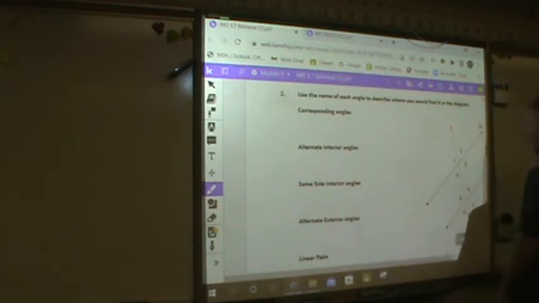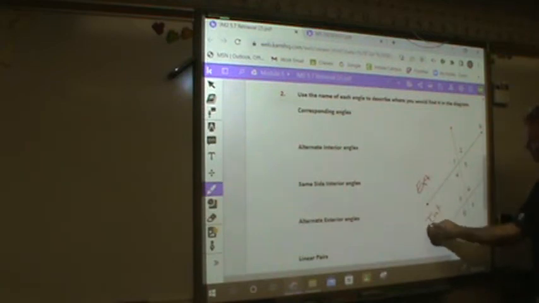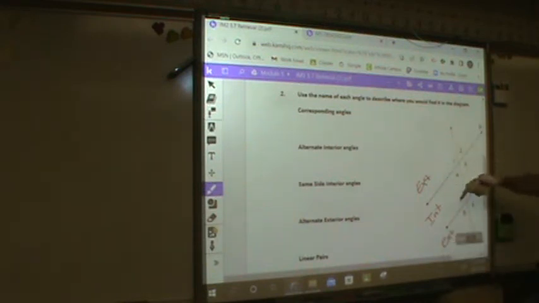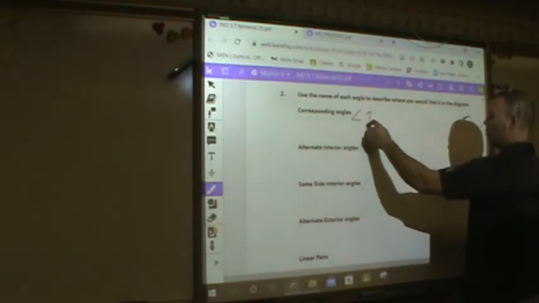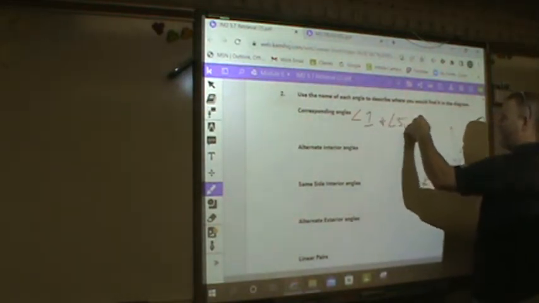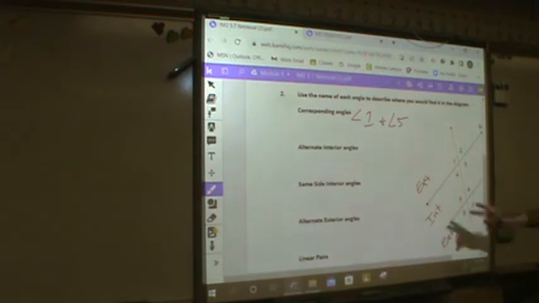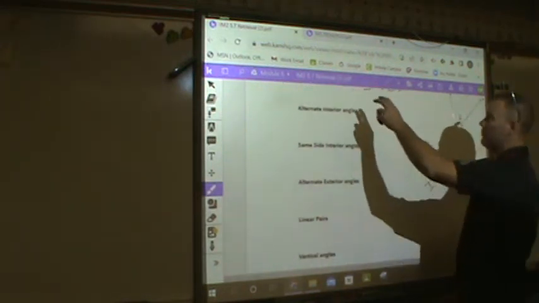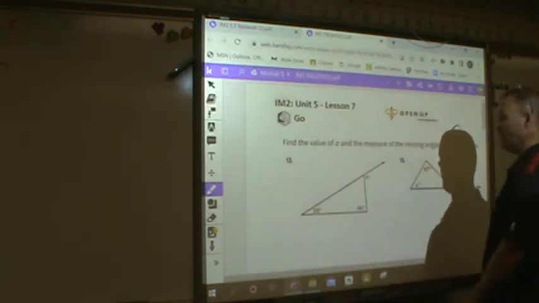A set of corresponding angles is one angle that is on the exterior and one angle that is on the interior. Down here below my parallel line, that is also exterior. It's one angle outside, one angle inside, on the same side of a transversal. So angle 1 and angle 5 are an example of corresponding angles. Give me 2 examples for each of these. That was what you needed to do. And then we move over to the next lesson.